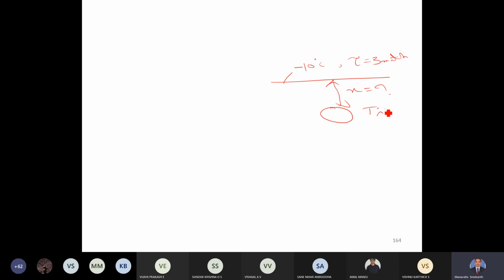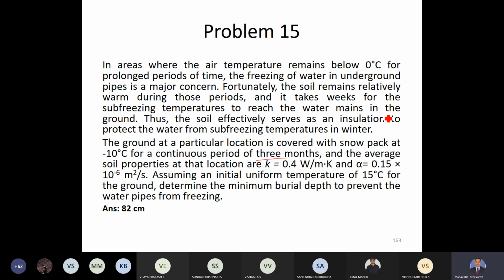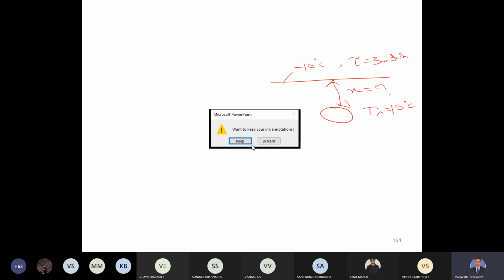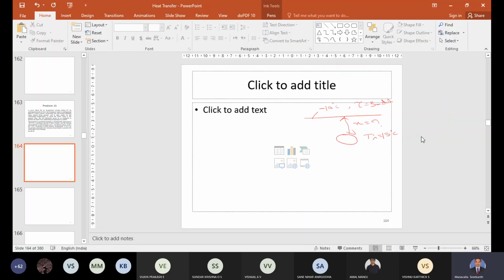Initially, the temperature was 15. But because the surface is at minus 10 and it's going to be so for the next 3 months, this minus 10 temperature will penetrate downwards, and we have to make sure that these pipes are buried at such a depth that they don't freeze. That means you have to find the depth at which the temperature remains above 0 degrees Celsius at the end of 3 months. So that is the problem. You try to solve it on your own, and the answers are there, so you can try to figure it out.